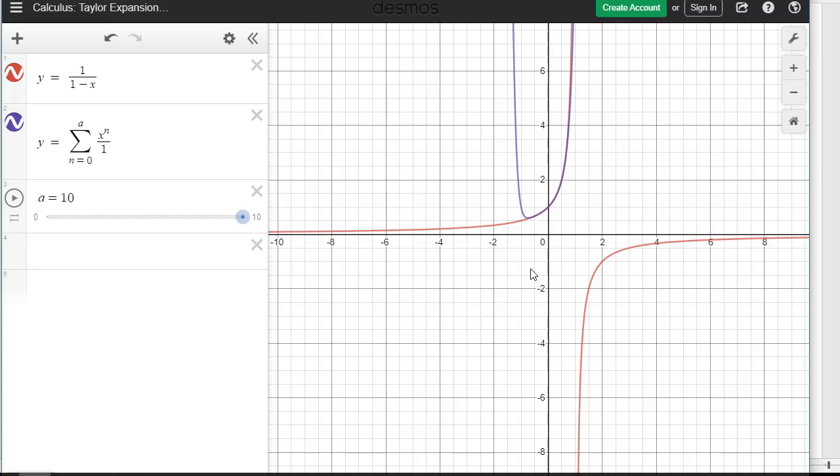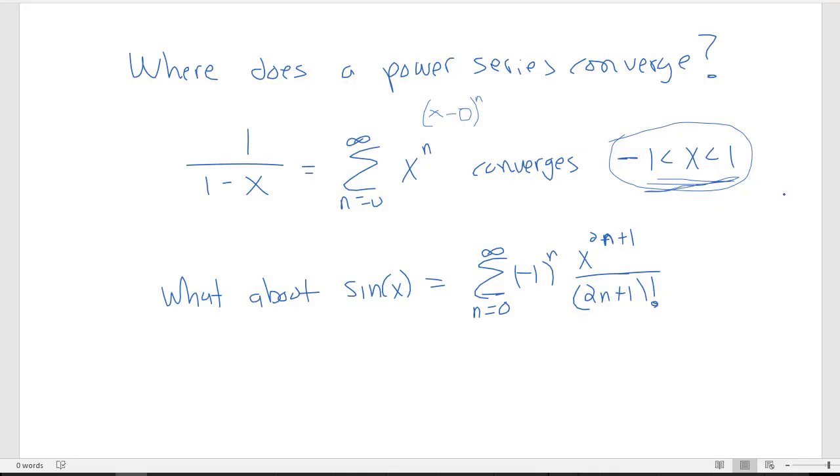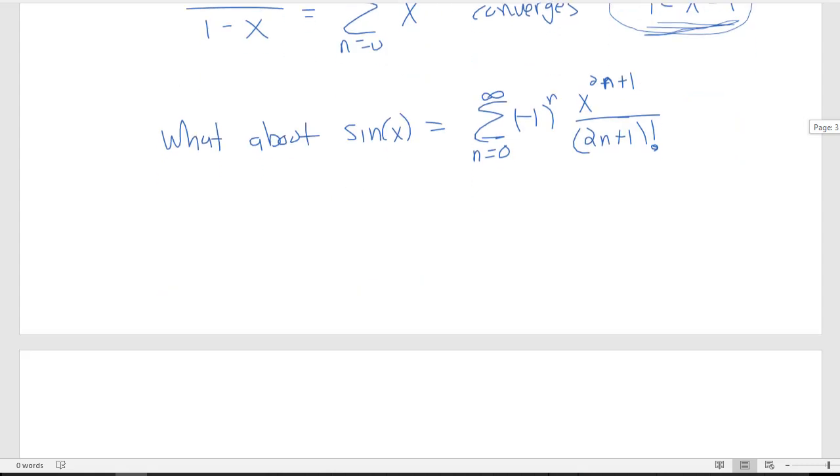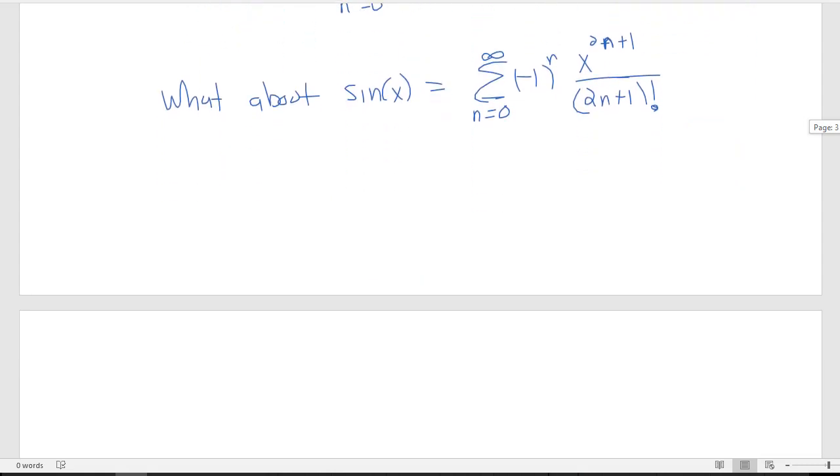But what we're concerned about at this point is, where does that convergence live? What is the interval of convergence? Again, 1 over 1 minus x has the power series x to the n, and its interval of convergence is -1 to 1. So where does the sine series converge? We saw on Desmos that it's all reals, but let's see where that comes from.